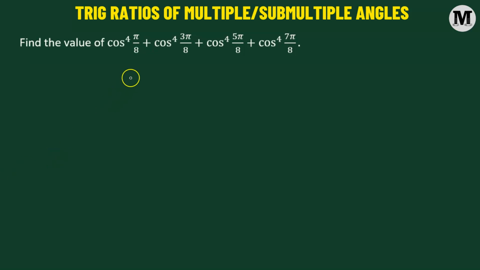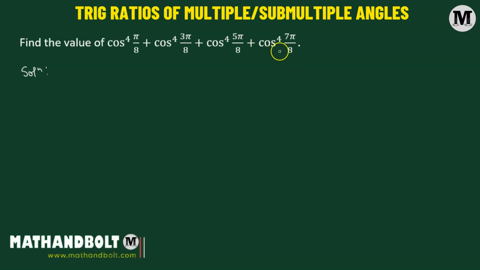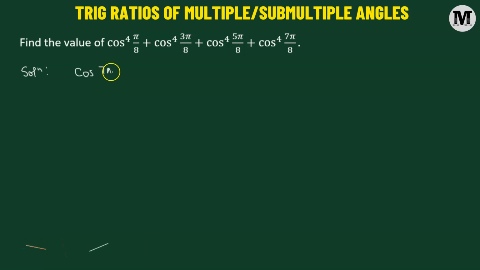So in this problem, we need to find out the value of the given trigonometric expression. Let us begin. So here we have 4 cosine functions. Now each of the cosine functions has a power of 4. Let's start with the fourth term, which is cosine of 7 pi over 8. We'll come to the power part later.